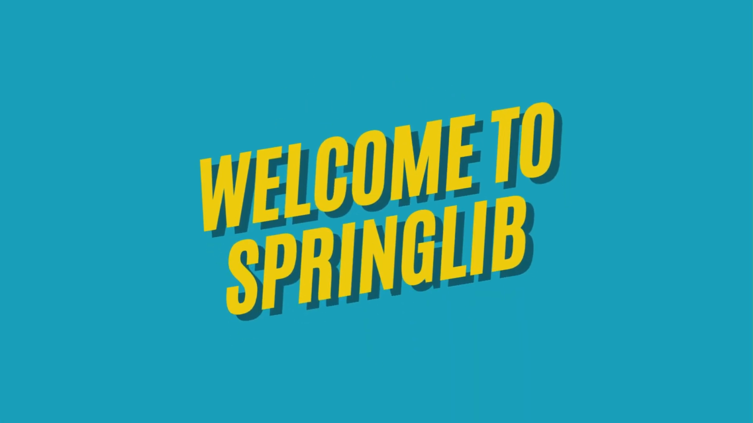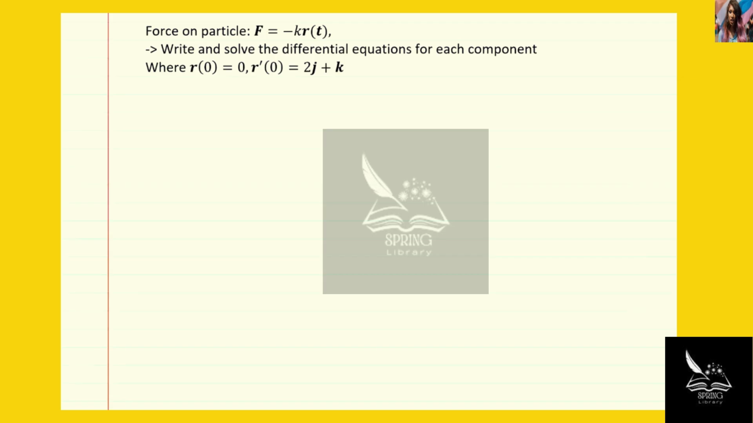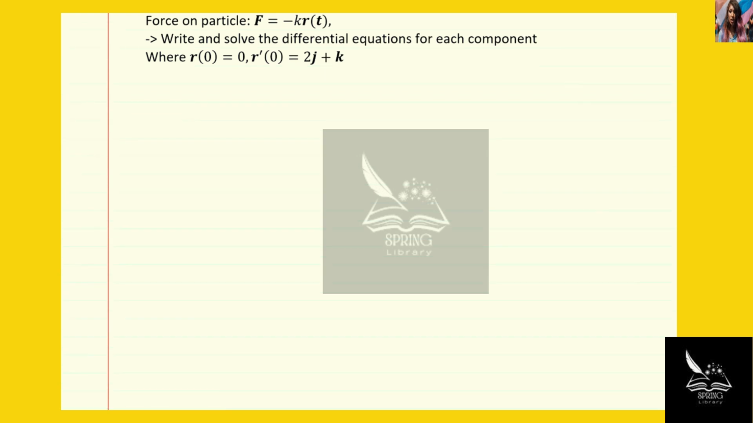Welcome to Spring LIB. For this problem, we are told that the force on a particle is given by F equals negative k r of t, where r of t is the path that the particle is following. We are then asked to write and solve the differential equations for each component, where r of 0 equals 0 and r prime of 0 equals 2j plus k. So, writing down the differential equations, an important detail is that the particle has a mass m.